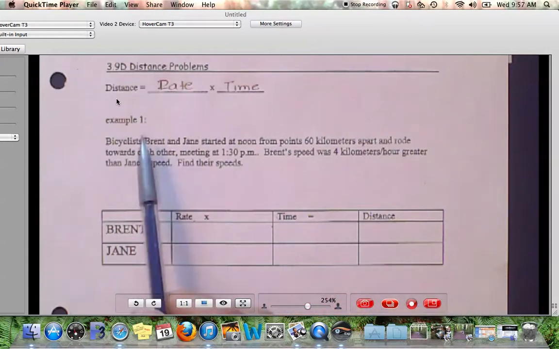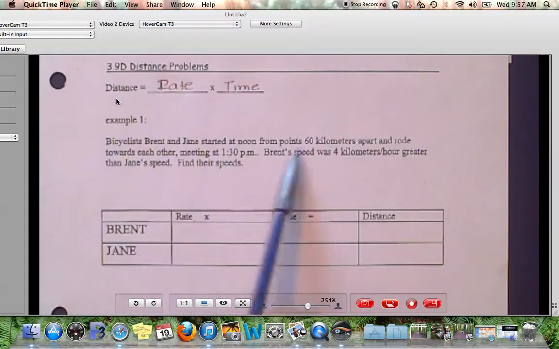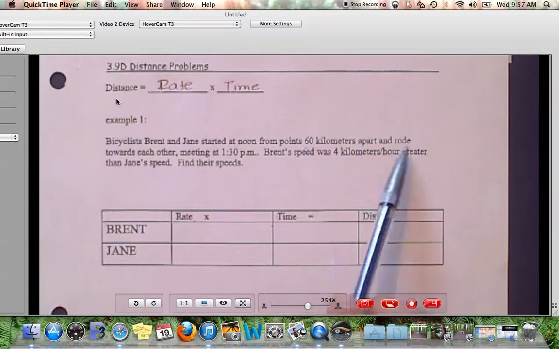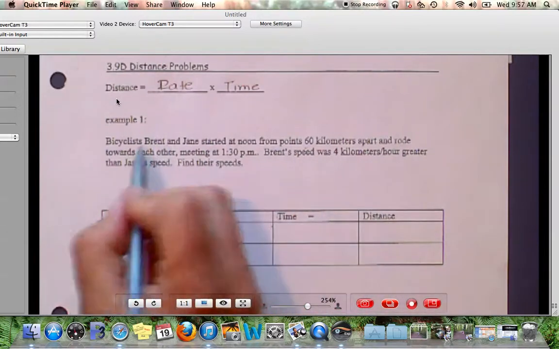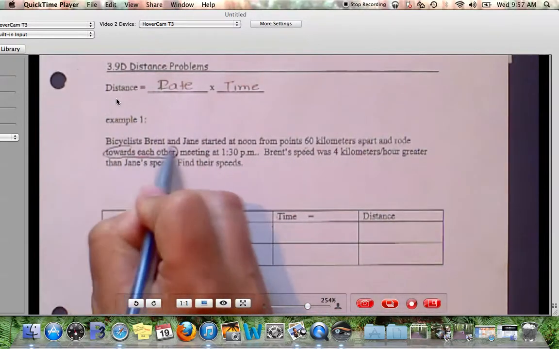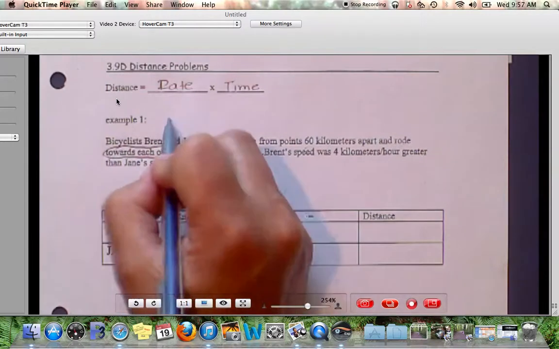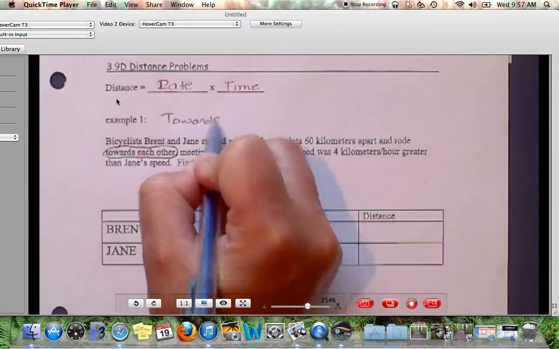Now in the first example, it says bicyclists Brent and Jane started at noon from points 60 kilometers apart. So we know we're talking about Brent and Jane. We know they're 60 kilometers apart. So we'll get back to that 60 kilometers apart and rode towards each other. Now this is the first type of distance problem, when they're going towards each other.